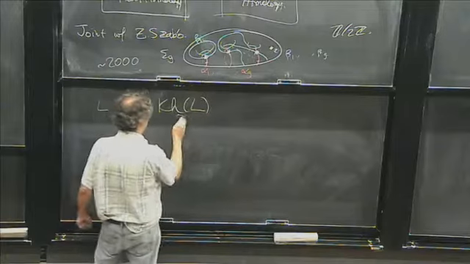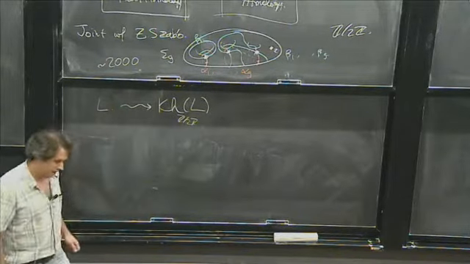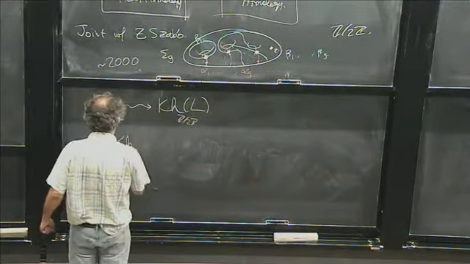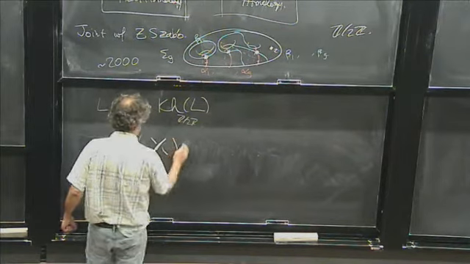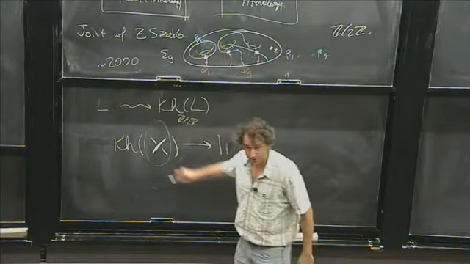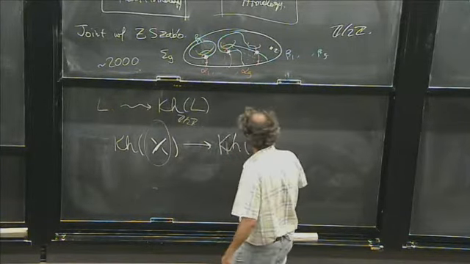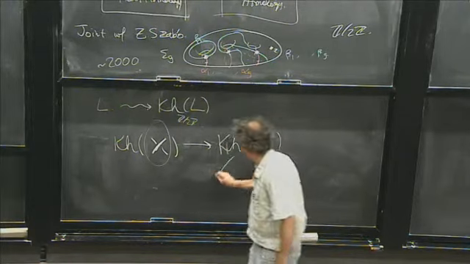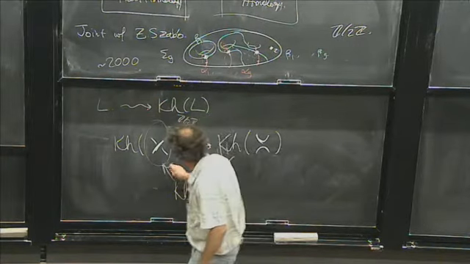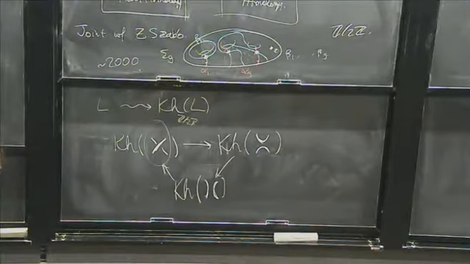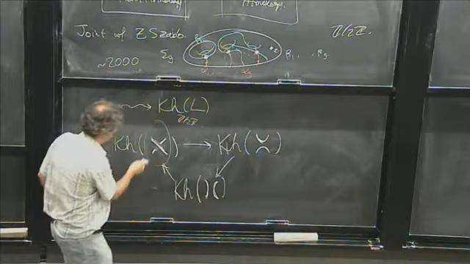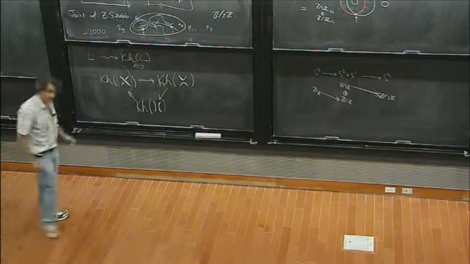And remember, I'm today working with Z2 coefficients. So the invariant, by construction, satisfies an exact triangle which connects the Khovanov homology of a link with a certain crossing in it, the Khovanov homology of a link with that crossing resolved this way, and the Khovanov homology of that crossing resolved this way. Okay, so this is how it's defined.